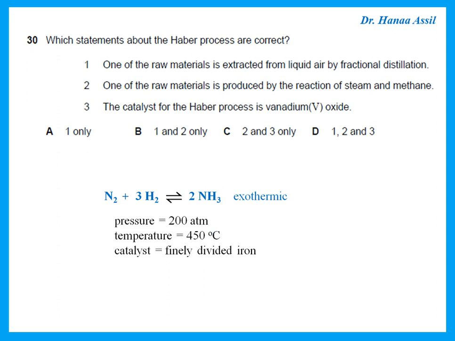Now, the catalyst for the Haber process is what? It's not vanadium oxide. Remember, vanadium oxide is the catalyst for the contact process. For the Haber process that we're talking about, the catalyst should be finely divided iron. So only 1 and 2 are correct. So my answer is B.